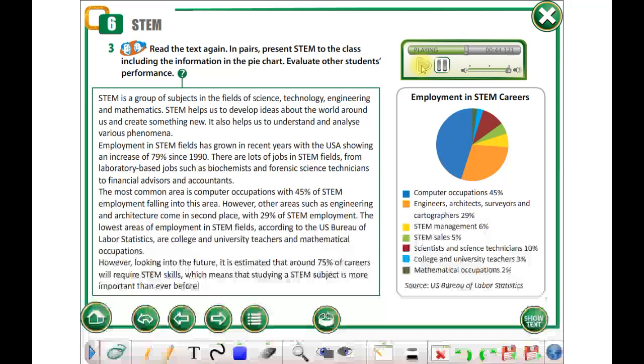The most common area is computer occupations, with 45% of STEM employment falling into this area. However, other areas, such as engineering and architecture, come in second place, with 29% of STEM employment. The lowest areas of employment in STEM fields, according to the US Bureau of Labor Statistics, are college and university teachers and mathematical occupations. However, looking into the future, it is estimated that around 75% of careers will require STEM skills, which means that studying a STEM subject is more important than ever before.